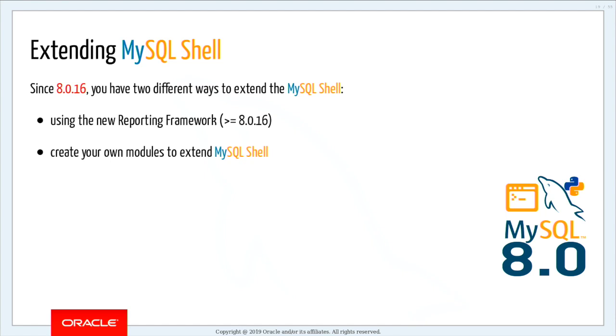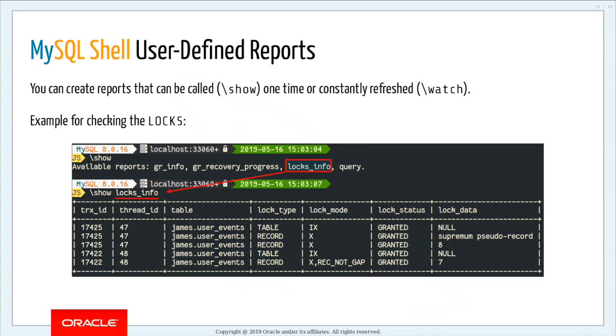Or you can also create your own modules to extend the shell. So here, for example, we're going to create a report. When you create a report, you can call it by show, which is a one-time call, or you can call it by watch, and that will be constantly refreshed. So you will see the result constantly refreshed, and you can monitor stuff with that, for example.